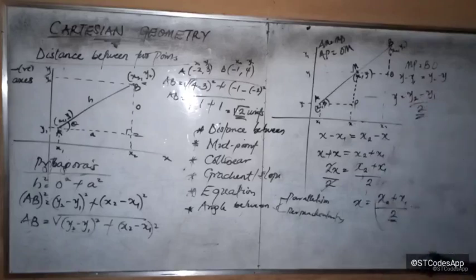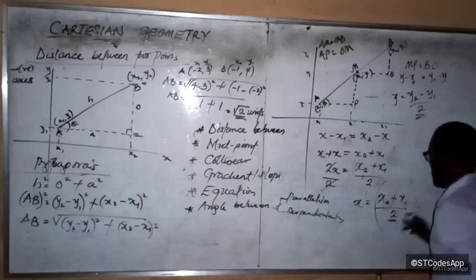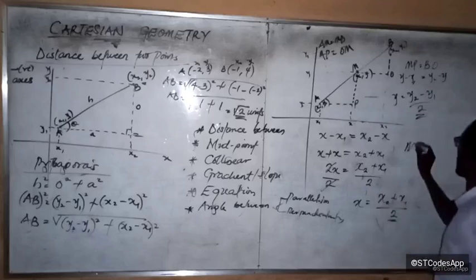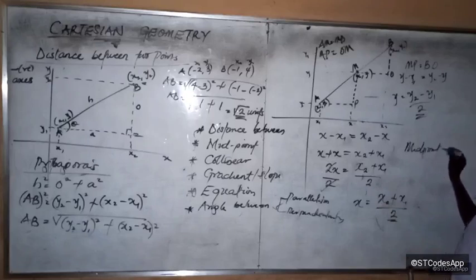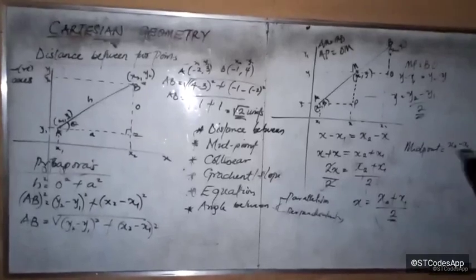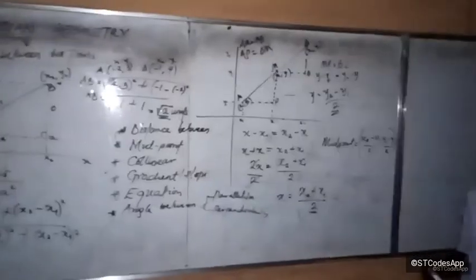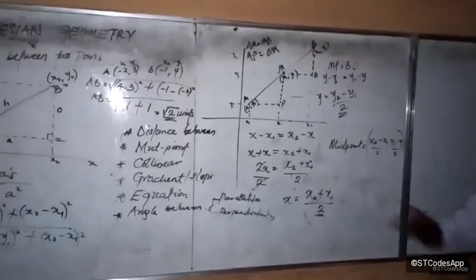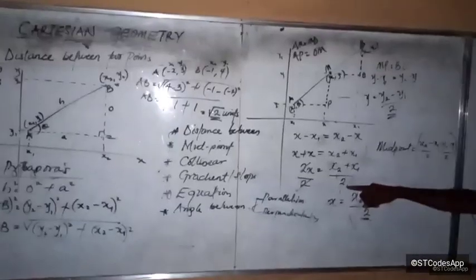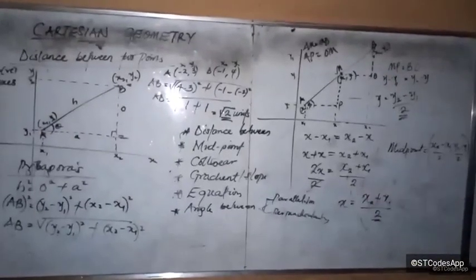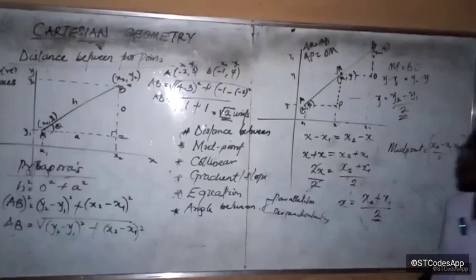So our coordinates for the midpoint will be what? Our midpoint coordinate is equal to x2 plus x1 over 2, comma, y2 plus y1 over 2. And this is the formula for obtaining the midpoint of the line.